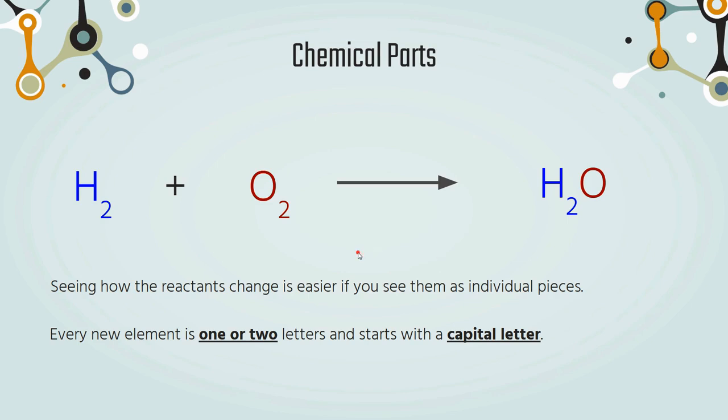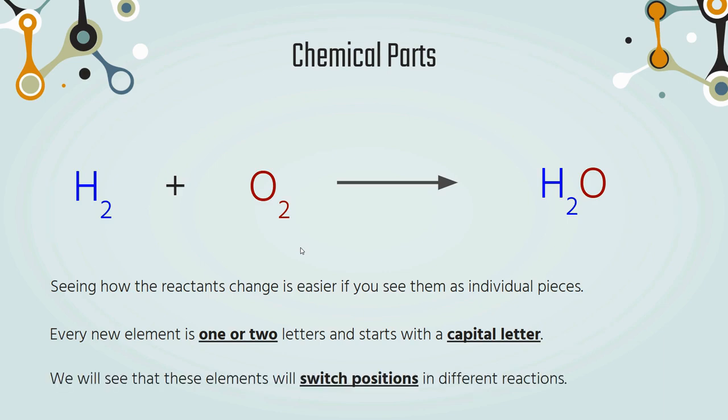Just know that every element is either 1 or 2 letters, and it always starts with a capital letter. So because this is a capital H, and because this is a capital O, they are 2 distinct elements. I will call out a couple of examples of that in this presentation. And what we'll see is in a lot of these reactions, these elements are going to switch positions or switch partners with the reaction. So they're going to form something new, but they do that in a predictable way.